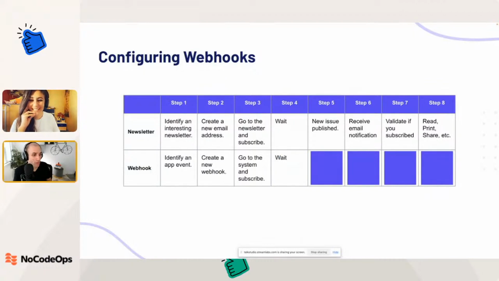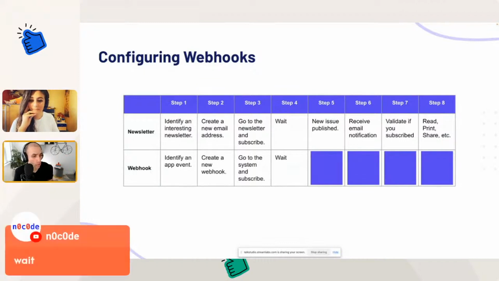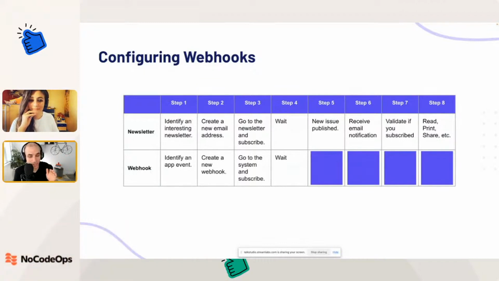We just wait, because remember, in the example of the blog, we had to go to the blog and check every day. Or in the case of the weather app, we had to go to the URL and check if there's a new blog. Okay, so anyway, webhook created, we went to the app, we subscribed, and now we are waiting.